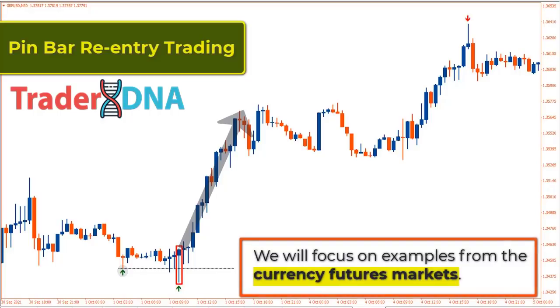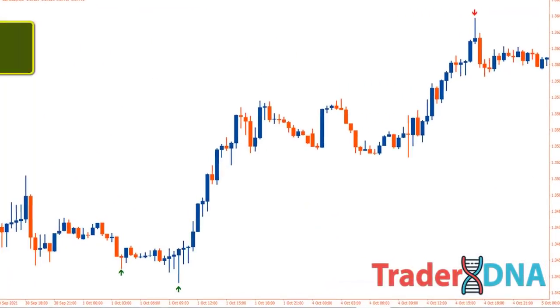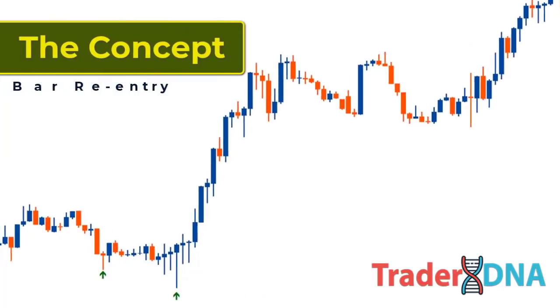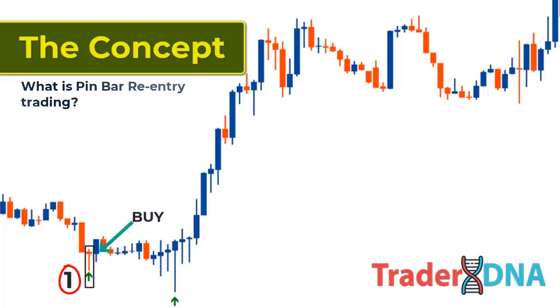So, what exactly is the pin bar re-entry strategy? The concept. What is pin bar re-entry trading? Look at this chart. Does the following experience feel familiar? First, after carefully studying the market bias, you took a long pin bar trade in the British pounds United States dollar Forex market. Second, accordingly, you placed a pattern stop just below the pin bar, the lower dotted horizontal line.